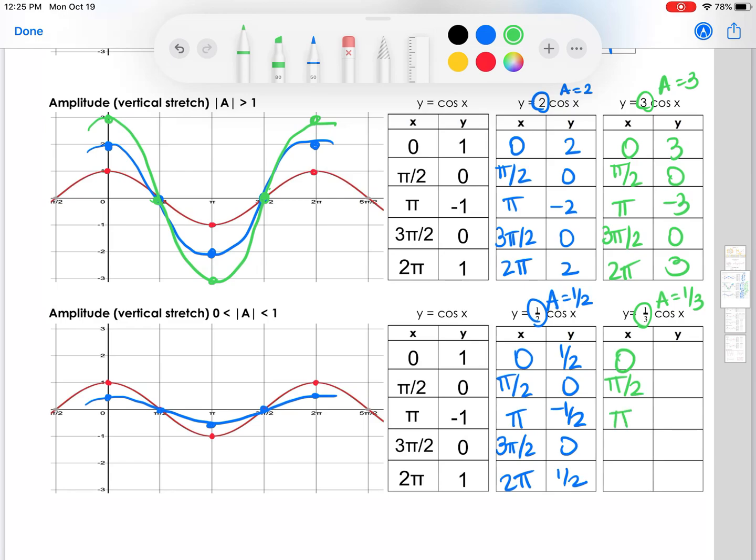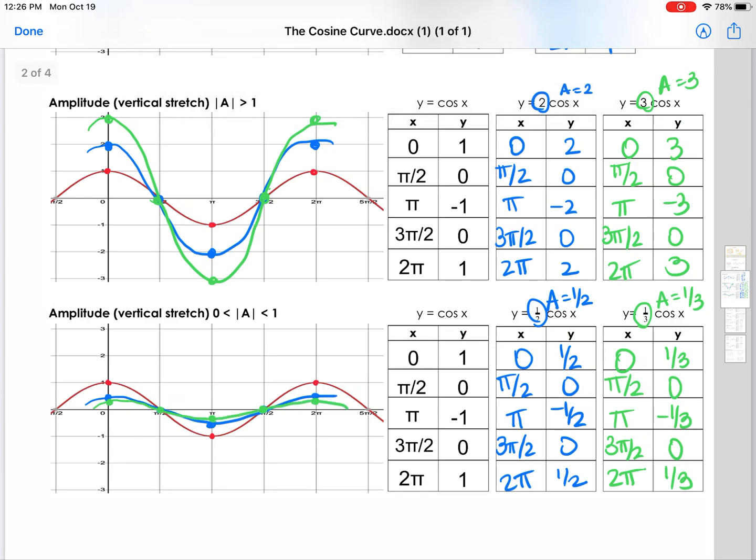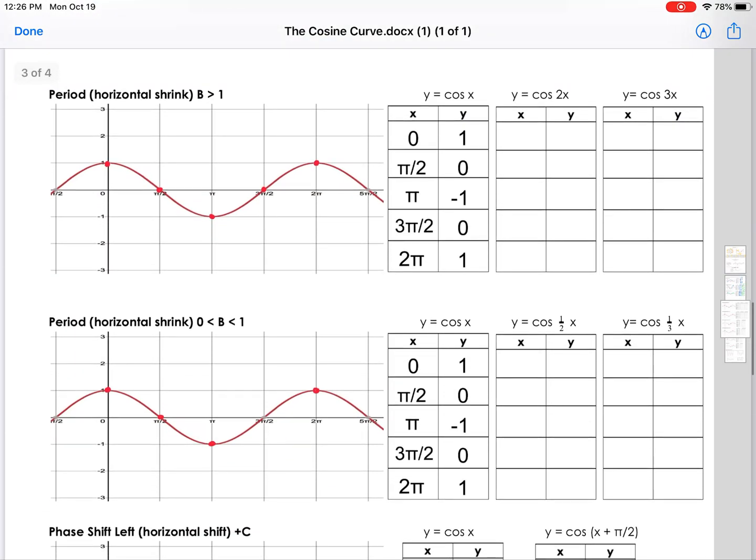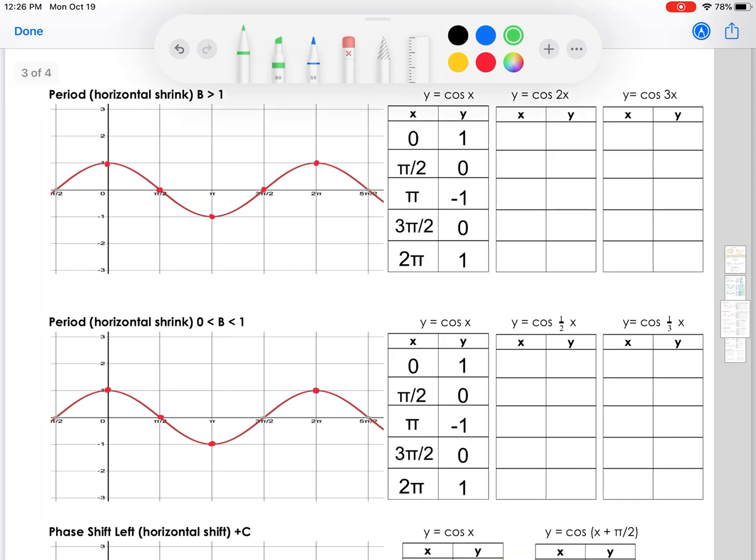Okay, and we can do the same thing here. We have A is 1/3. Again, the x values are going nowhere. We haven't changed the horizontal here, but we are multiplying the original cosine by a third. So 1 times a third, 0 times a third, negative 1 times a third, 0 times a third, and 1 times a third. It'll be just a little bit shorter, or a little more squashed, than the blue. And again, it continues on and on and on.